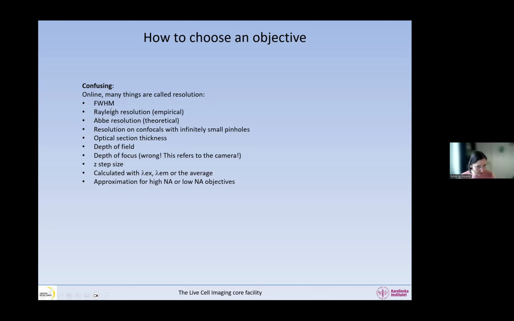So we have the full width half maximum is considered also as resolution. The Rayleigh resolution, which is the one we use, is actually empirical. We have the Abbe resolution, which is theoretical. And we have the resolution for confocal with infinitely small pinholes. It's not always written that you are in this case, and maybe it doesn't apply to you. And then the optical section thickness, the depth of field, the depth of focus I have found as well online for the optical resolution. And this is completely wrong because it refers to the camera. And then the Z step is sometimes considered, which is absolutely not the resolution, etc. Sometimes it's calculated for the excitation and the emission, sometimes the average. And sometimes there's an approximation.